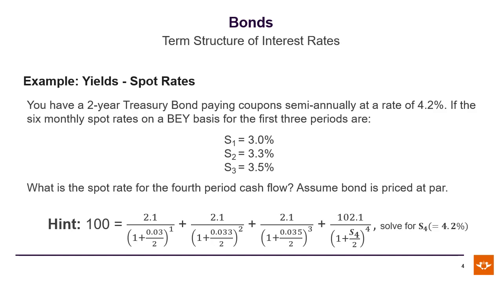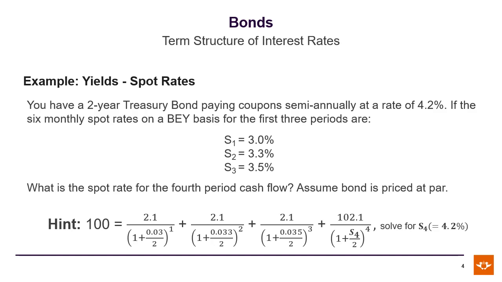So looking at this, each coupon payment, or should I say each cash flow, because the last cash flow includes the redemption value, is discounted by its own spot rate. So the first period's cash flow is discounted by S1, 3%, the second by S2, 3.3%, and the third by S3, or 3.5%. And we now have to calculate S4. And this is how bootstrapping is used.